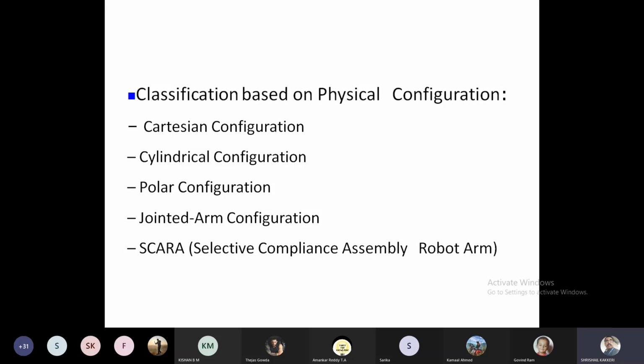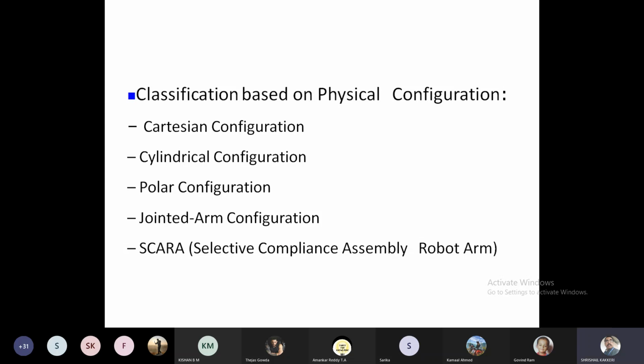What are those four important categories? They are based on the physical structure outlook. If you look at it, the outlook will show you how they are. Those are the Cartesian configuration robot, the cylindrical configuration robot, the polar configuration robot, and the SCARA or articulated robot. SCARA is selective compliance assembly robot arm. These are the four important physical configurations of the robot. You need to remember them.